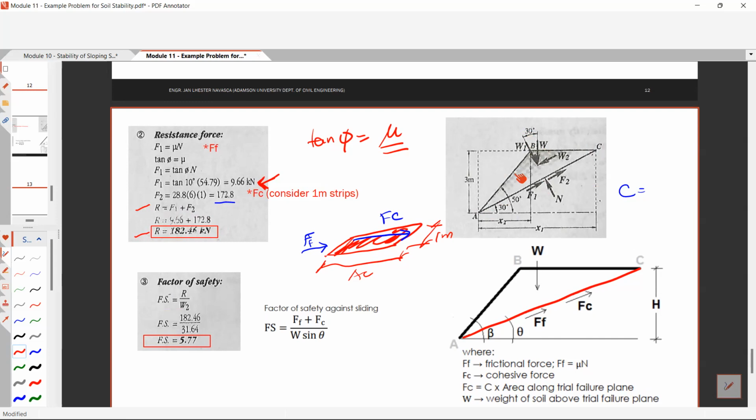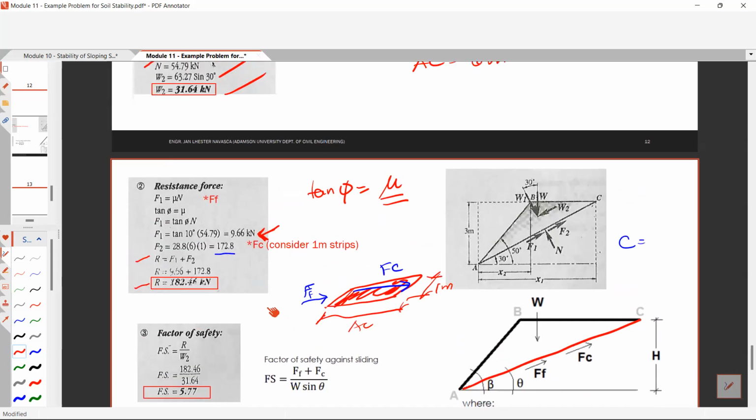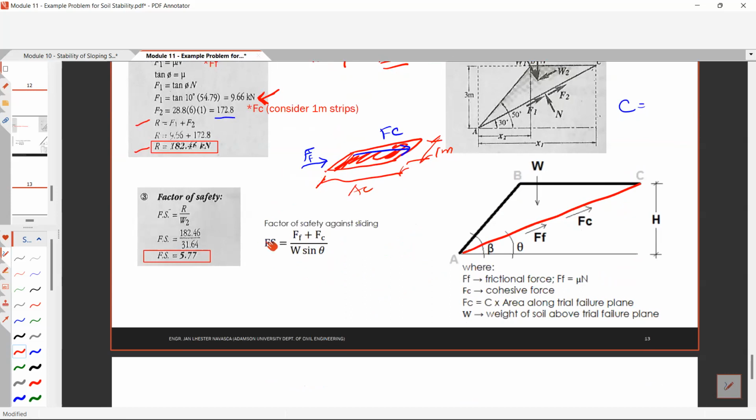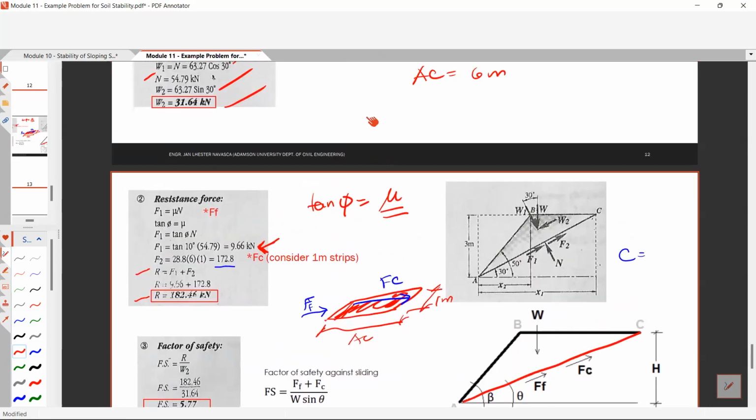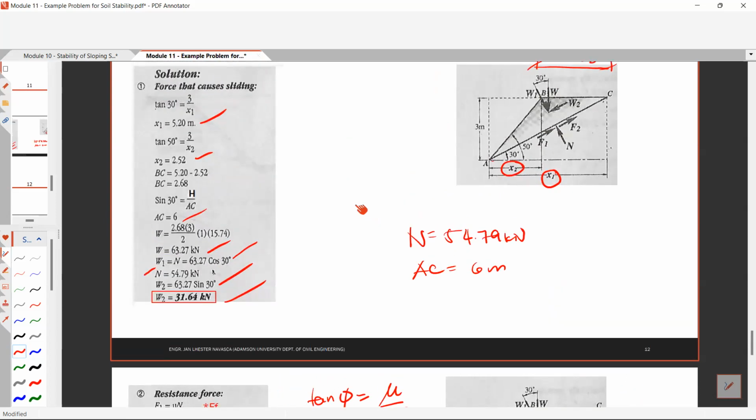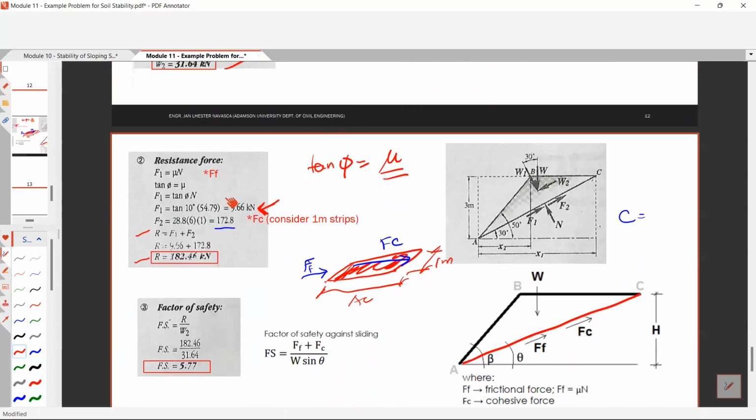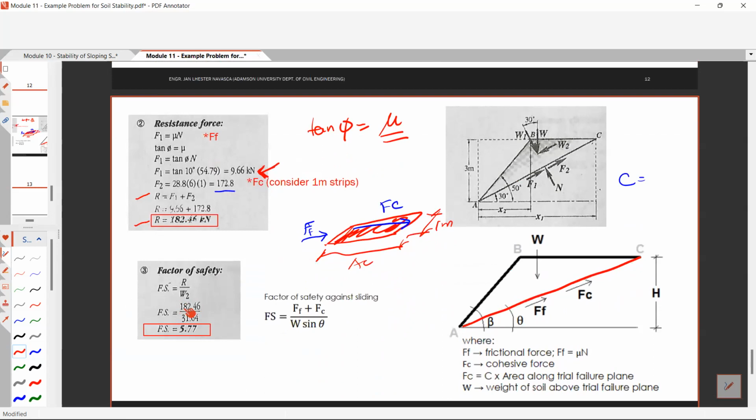Okay, then the factor of safety, number 3. What is the factor of safety? The factor of safety is FF plus FC divided by W sine theta. We just divide what we solved for number 1 and number 2. For number 2, that is your capacity, which is 182.46, and the impending force that will cause sliding is 31.64. Therefore, the factor of safety is 5.77. That is how you solve for a finite slope.